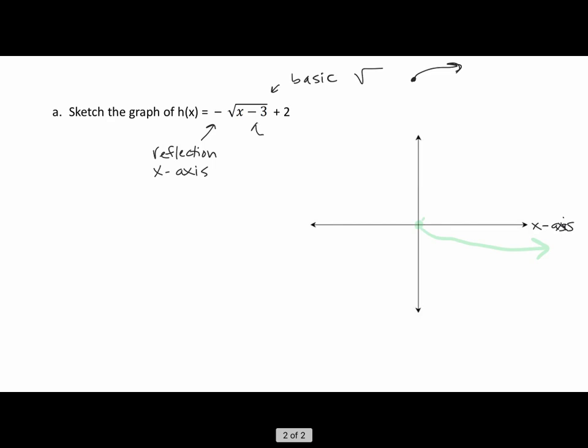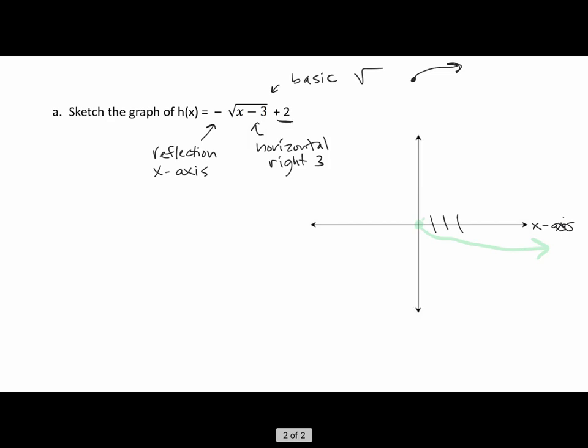So let's look at the other parts. Inside of the basic function, we have subtraction. So inside is a horizontal shift. That means left and right. And it does the opposite of what you think it does. It's minus, so you think it would go left, but it goes the other way, to the right 3 units.